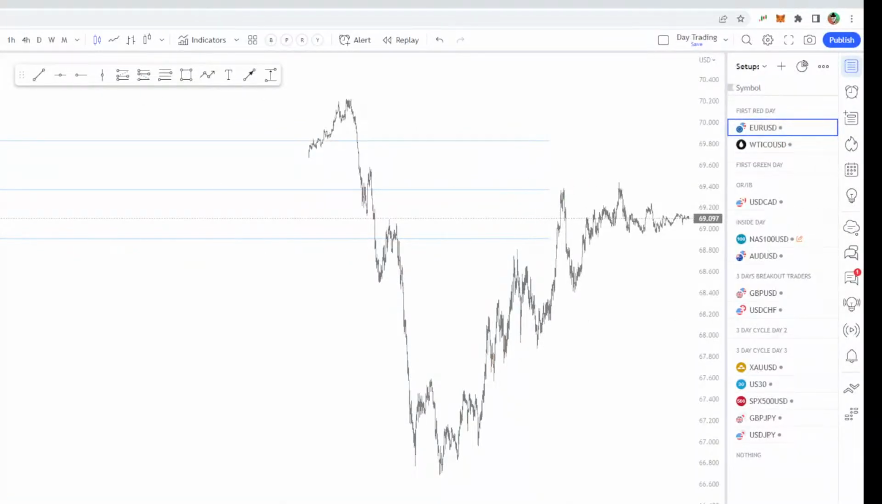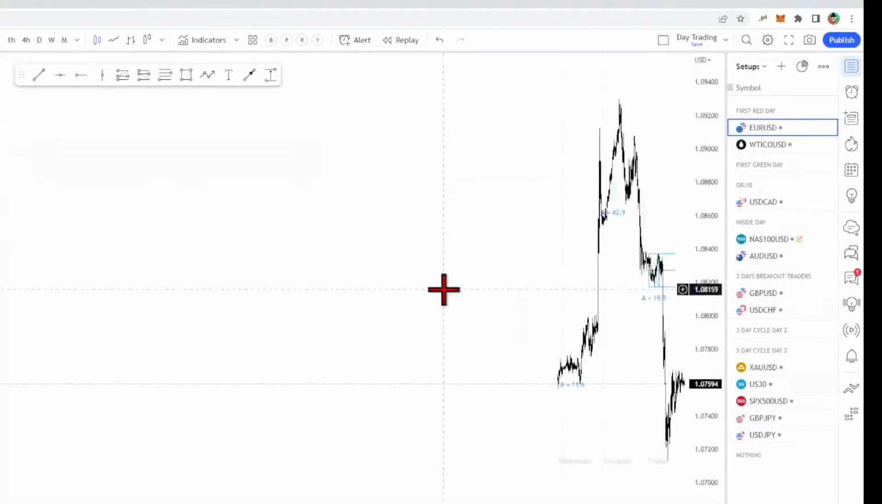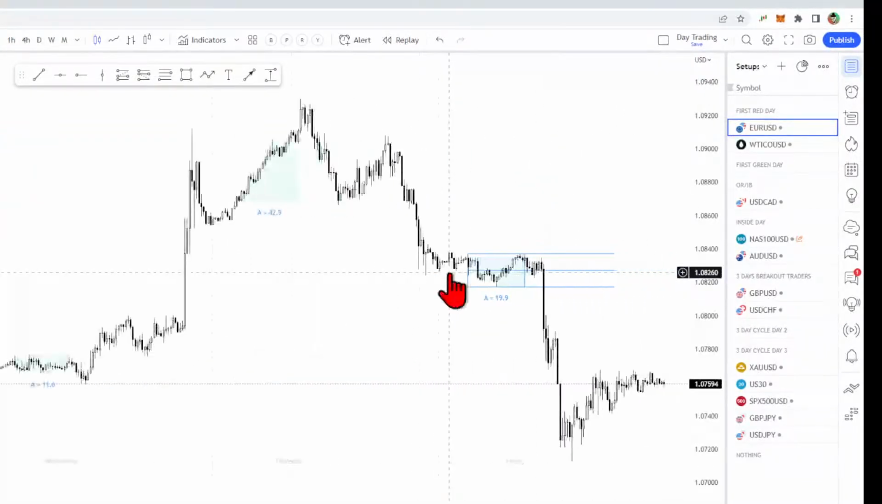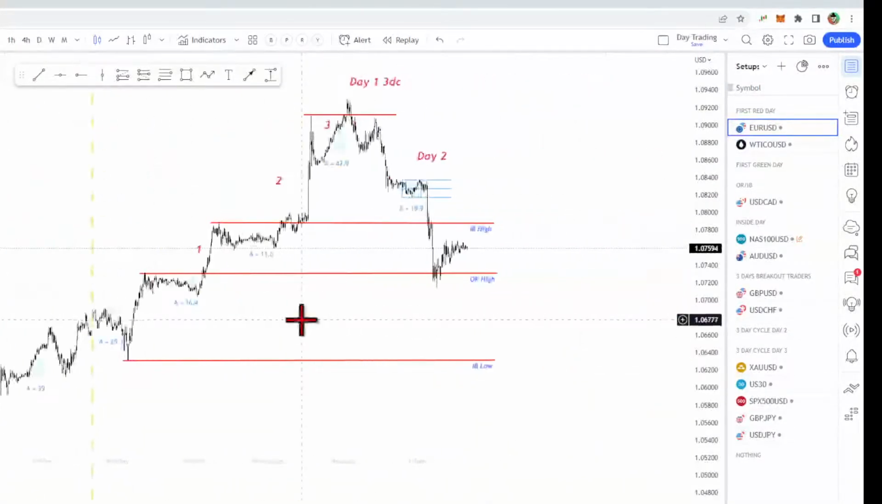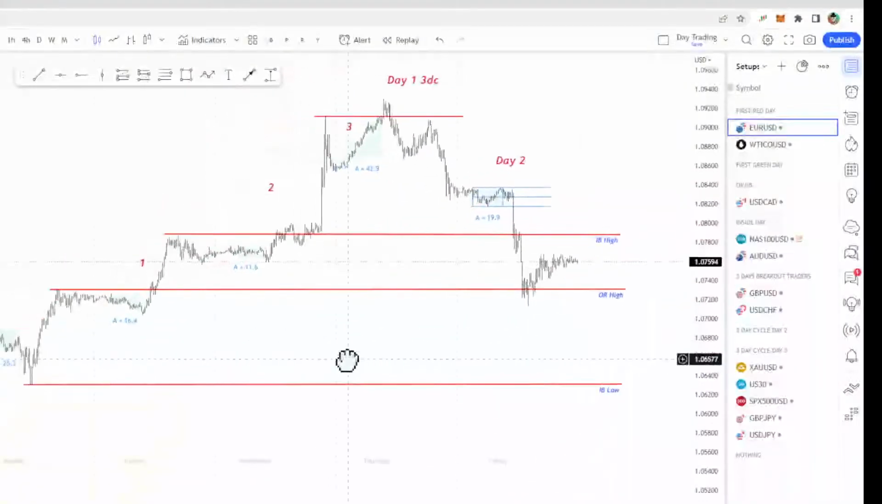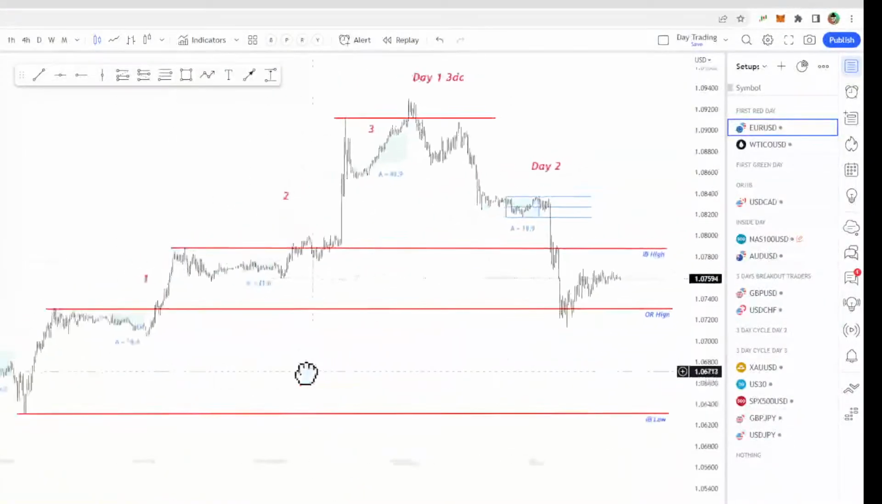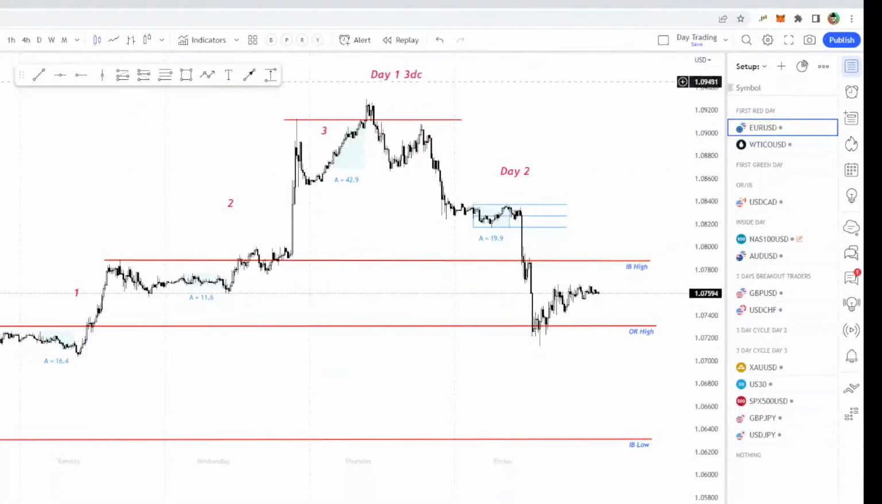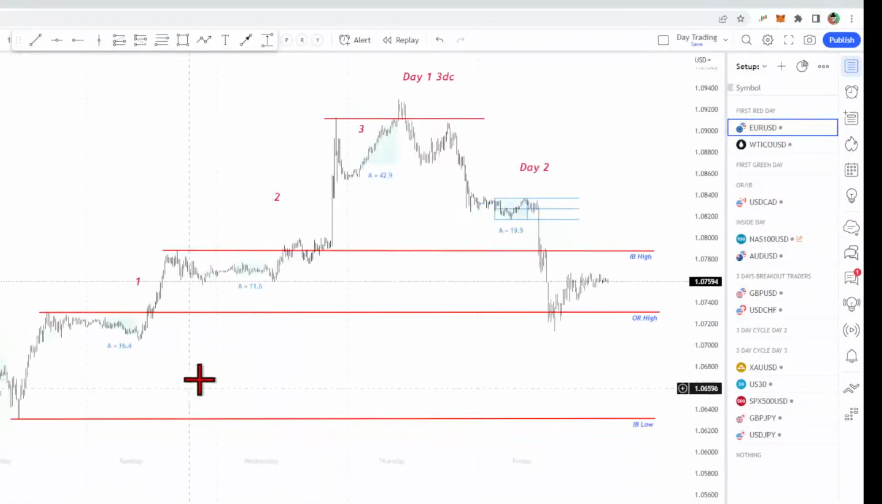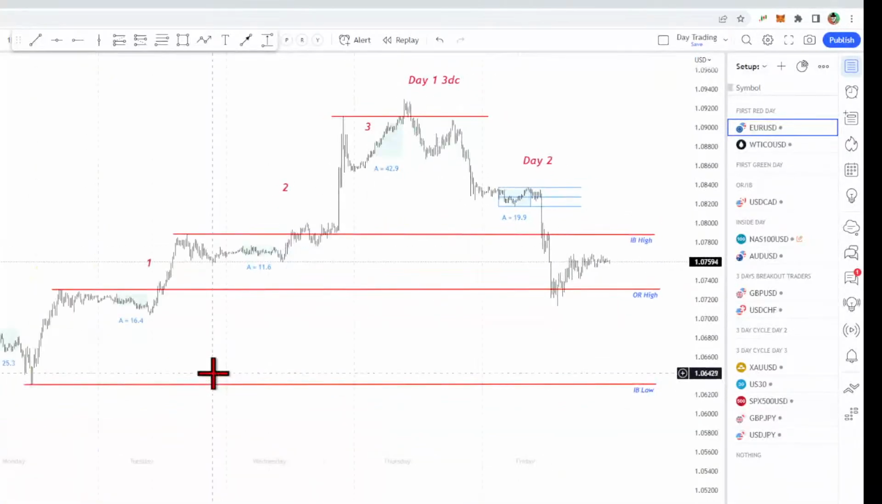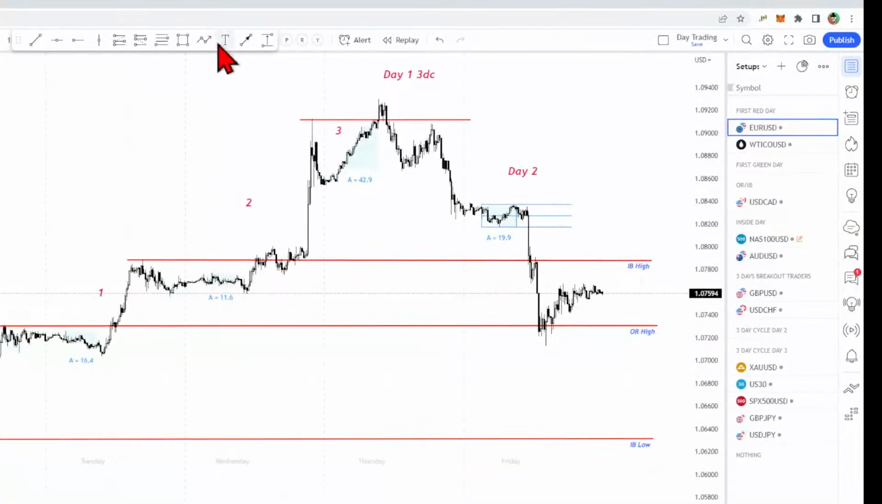So, last week we had Euro USD. And I still got my annotations up there from putting all this up on the Discord last night. So, let's start at the beginning of the week, okay?